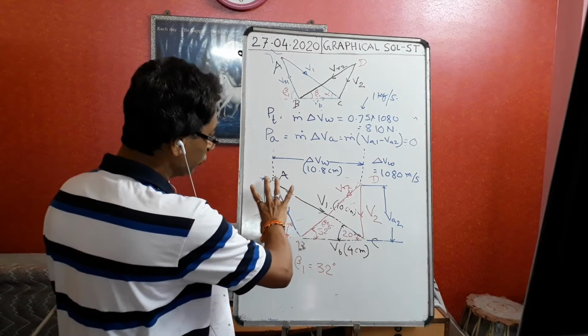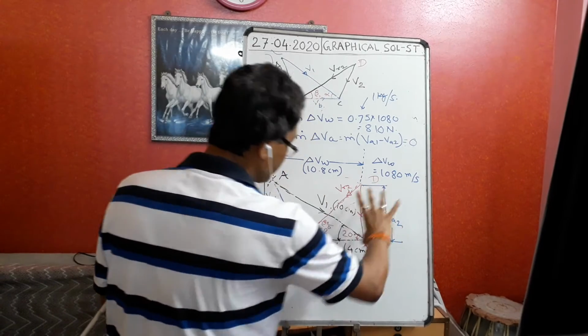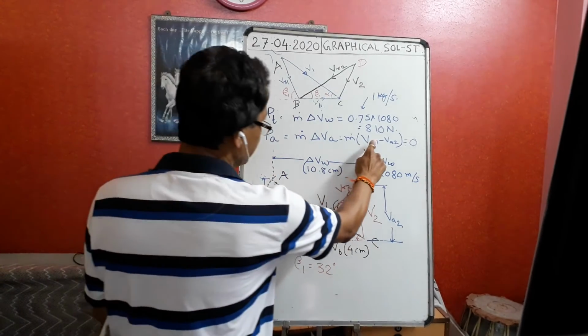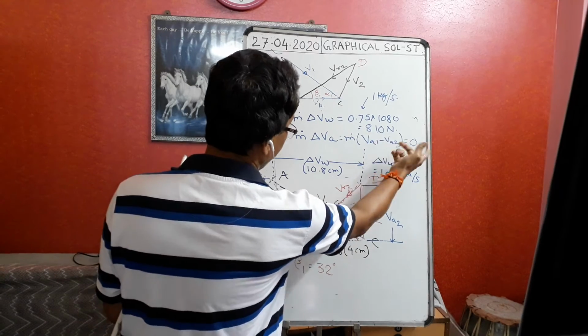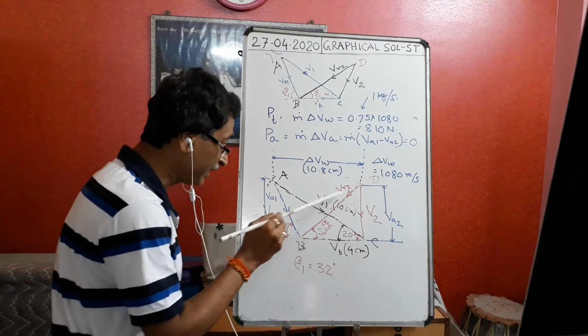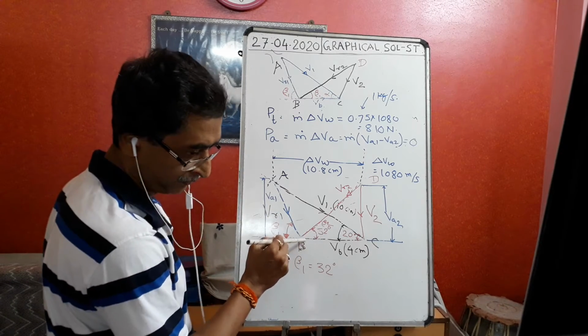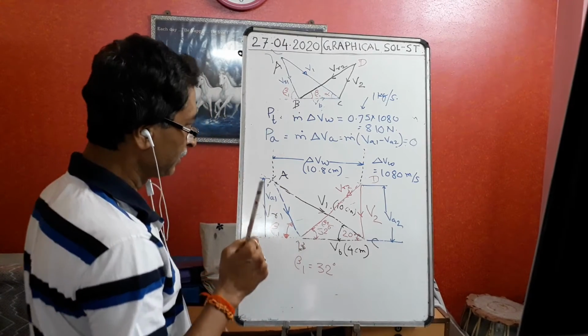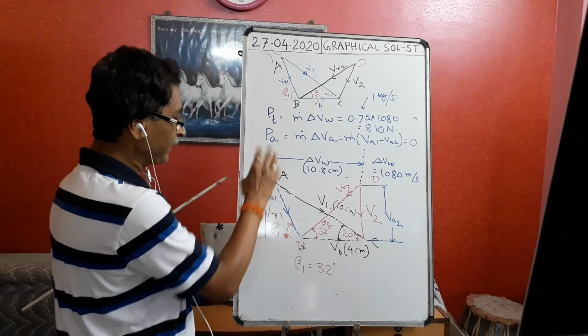You will measure it. This distance and this distance will be same. Whatever they come, 5 minus 5 equal to 0. So there is no axial force. Why? Because there is no friction. VR1 and VR2 is same. Okay, so axial force I have found out.